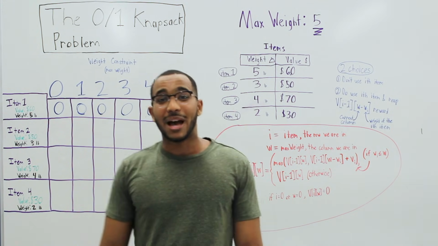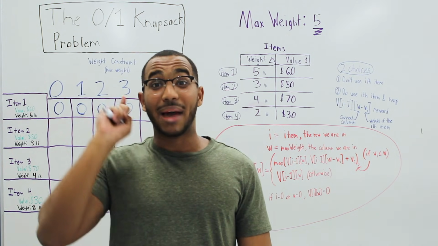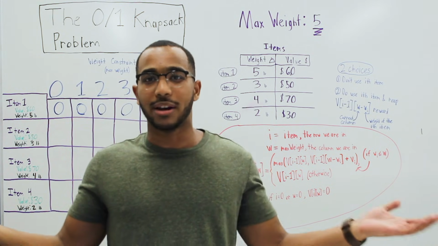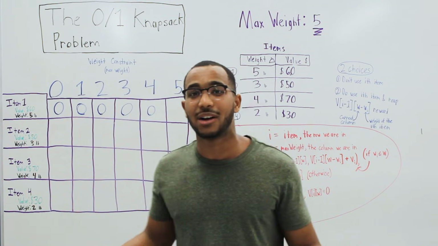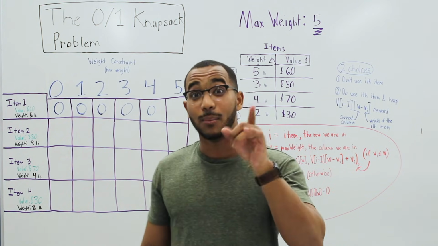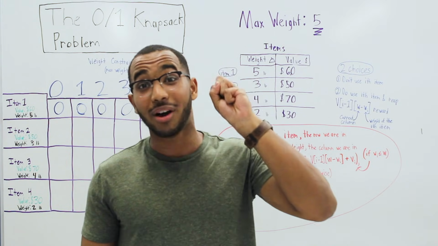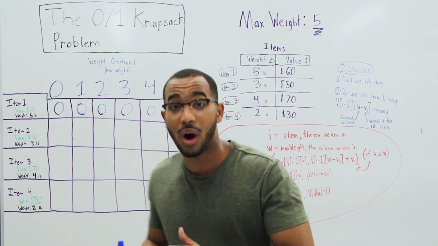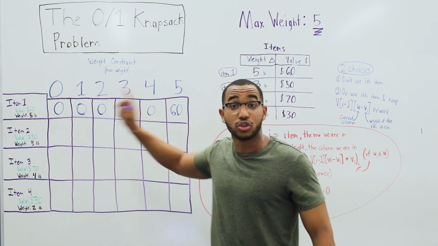But then it says 5 pounds. If we only have item 1 and our maximum weight that we can reach is 5 pounds, well, we can choose item 1. Now we can because it's worth 5 pounds. So what is the value of item 1? The value of item 1 is $60. So we choose item 1 and we reap $60. So now we are finished. This is row 1.